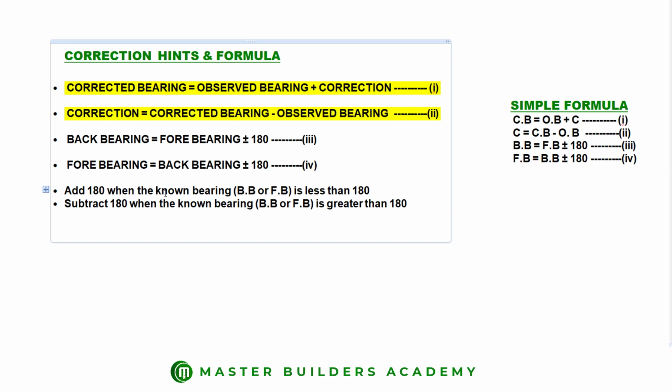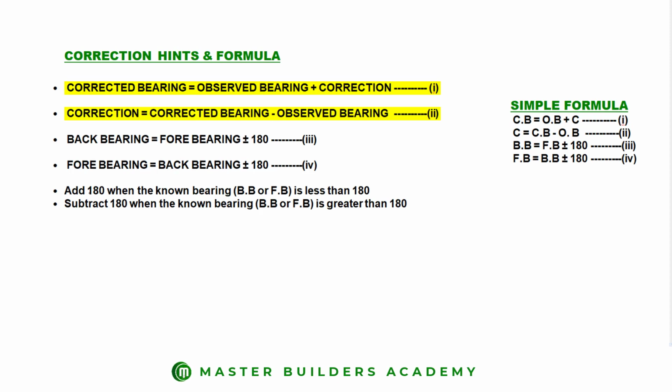So how do I find my corrected bearing? This is what we have in equation 1. To find corrected bearing, corrected bearing is equal to observed bearing plus correction. Then number 2: for us to find correction, remember these are the two things you find, we remove observed bearing from corrected bearing. This gives us equation number 2.